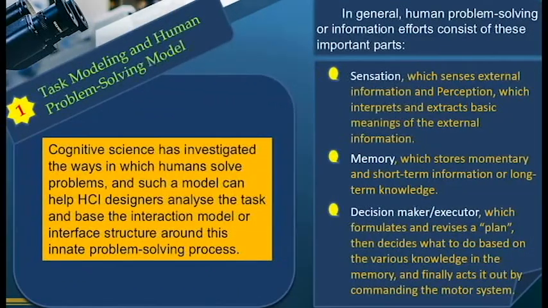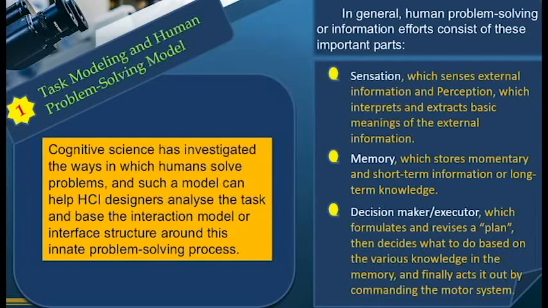Then we have the task modeling and human problem solving model. So we have here a modeling for a task and a problem solving. Cognitive science has investigated the ways in which humans solve problems, and such a model can help HCI designers analyze the task and base the interaction model or interface structure around this innate problem-solving process. So it will help the HCI designer analyze the tasks based on the interaction model.